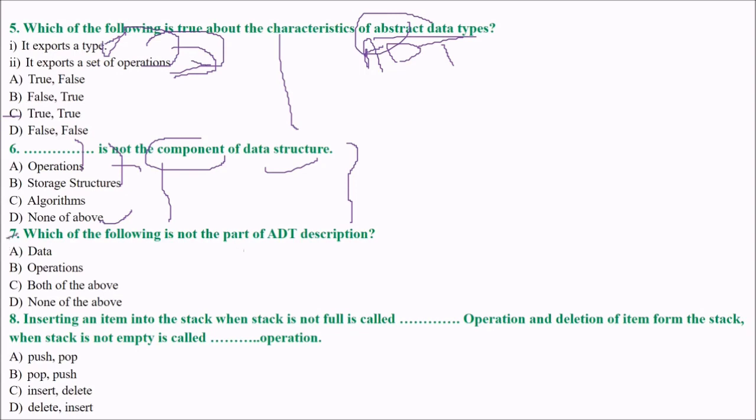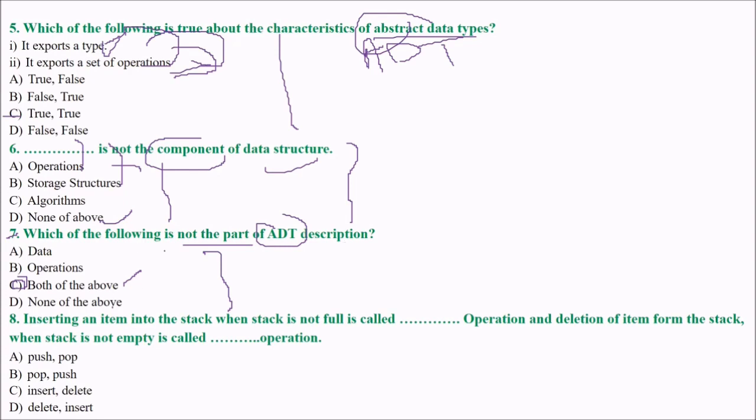Next is, which of the following is not the part of ADT description? Which of these are not the part of abstract data type description? So, give me the answer. Which of the following is not the part of ADT description? Can you guess the answer? So the answer is actually both of the above. C.